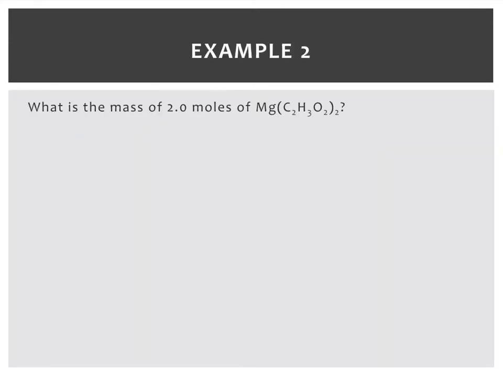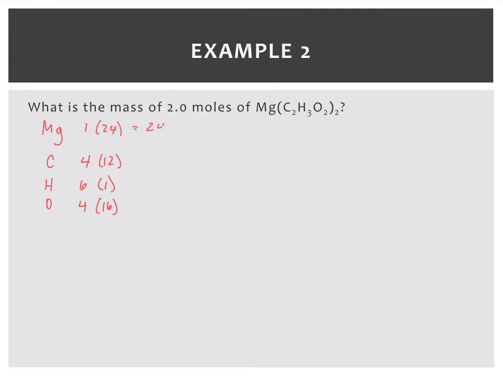All right, next we have here, so let's go through this step by step. Magnesium, there's only 1 of them. Carbon, there's 4 of them. There's 6 hydrogens and 4 oxygens. 16 for oxygen, 1 for hydrogen, 12 for carbon, and let's look back at our reference table for magnesium, and there should be 24.